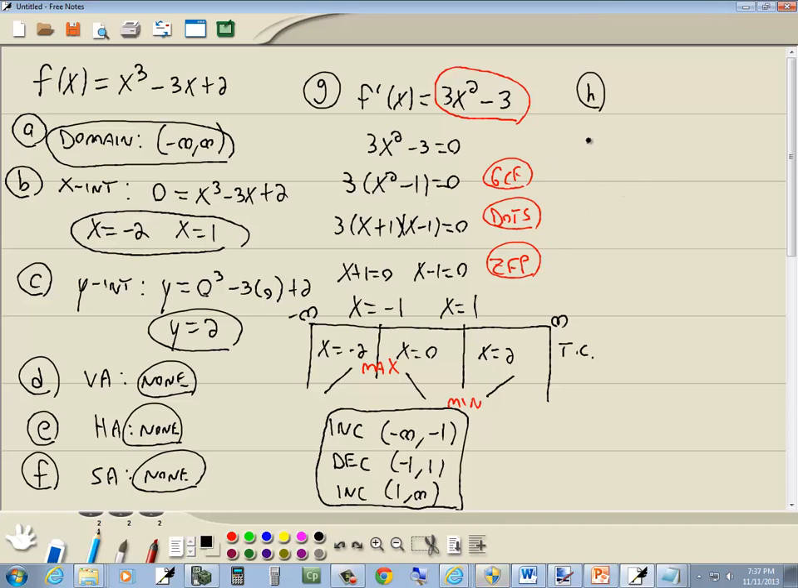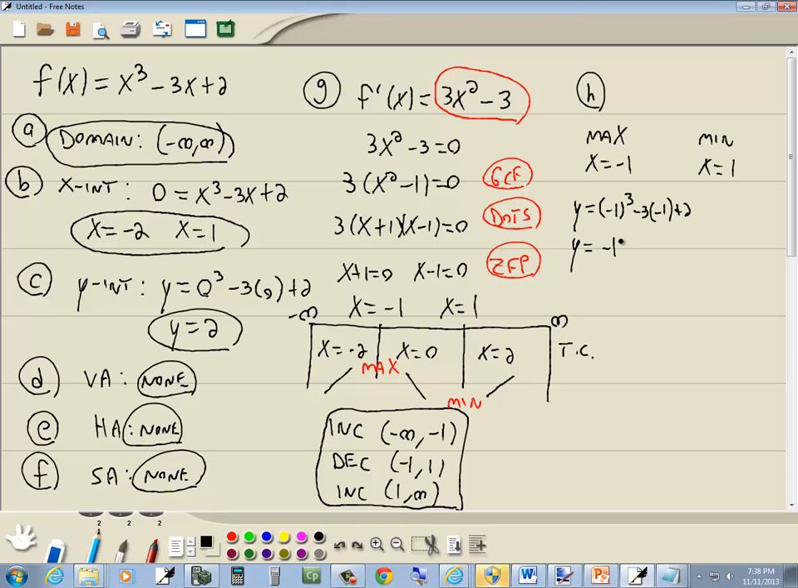So we're going to have a max at x equals negative 1, and we'll have a min at x equal to 1. Now we want to plug those back into our original function. Remember, f of x is y. So we've got y is equal to negative 1 to the third power minus 3 times negative 1 plus 2.